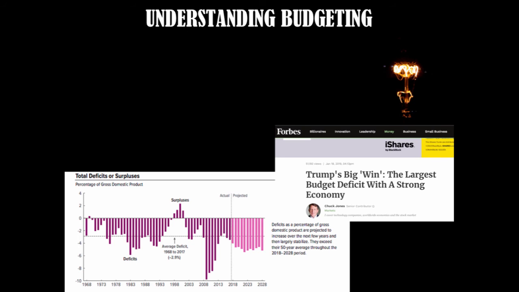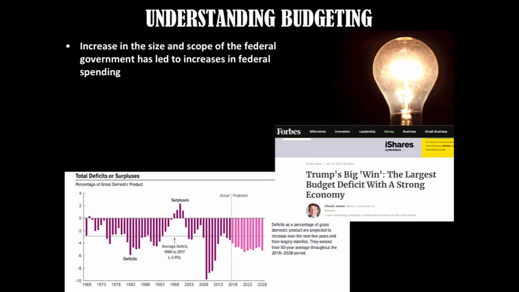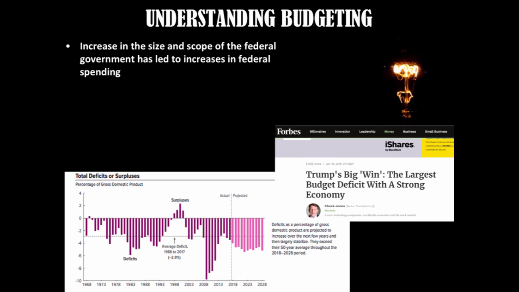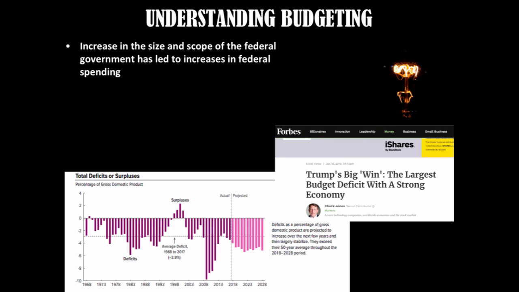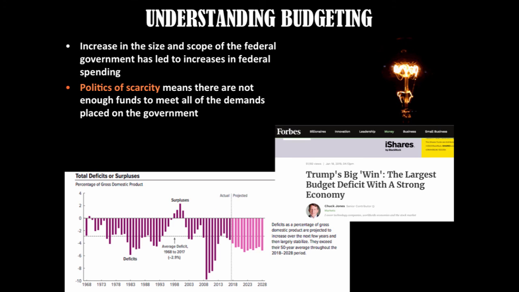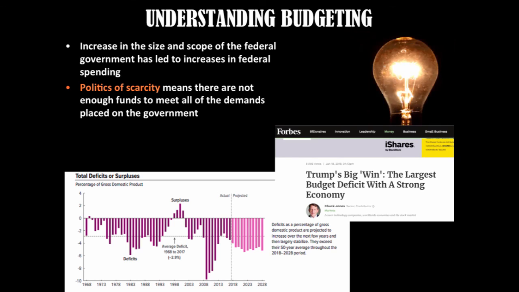Finally, understanding budgeting. As we've seen, the increase in the size and scope of the federal government has led to increases in federal spending. Bigger government has led to bigger budgets. Programs like Social Security, Medicare, Medicaid are popular with voters, and there are fierce political debates about how to spend and raise money. And the politics of scarcity means that there are not enough funds to meet all of the demands placed on the government. And every year we face tough choices in the budget process.